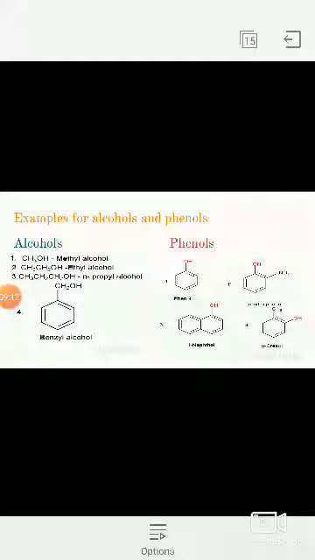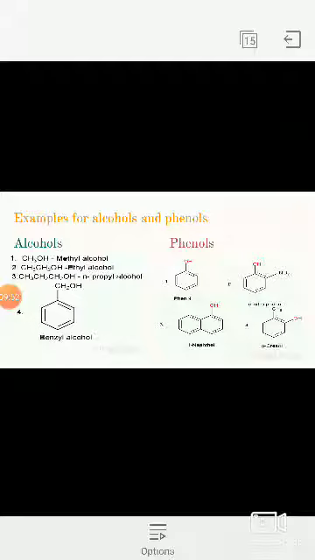The fourth one is an example for cresol. If the toluene contains a hydroxy group on the benzene ring, then it is known as cresol. That is, if a methyl group is attached to the benzene ring, it is known as toluene. If toluene contains a hydroxy group on the benzene ring, those compounds are considered as cresols. Based on the position of the methyl and hydroxy groups, they may be different.